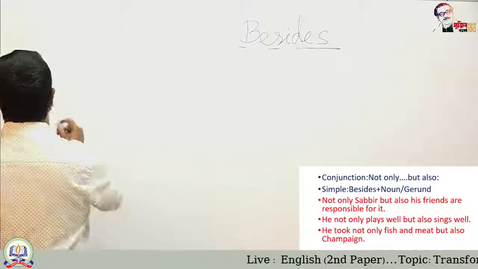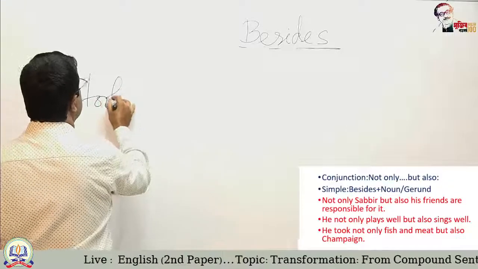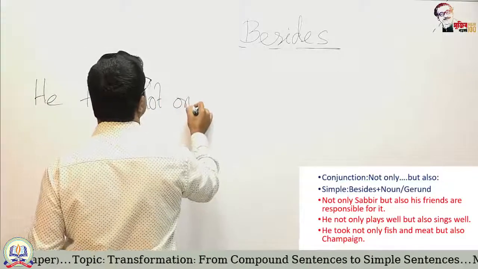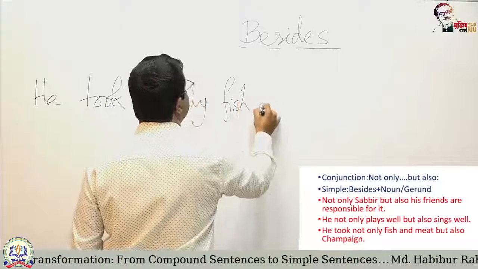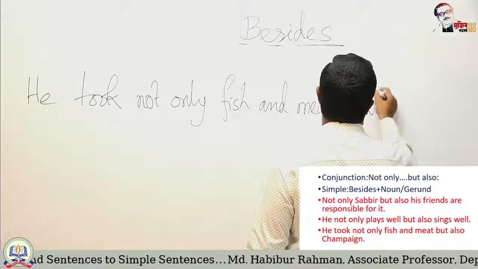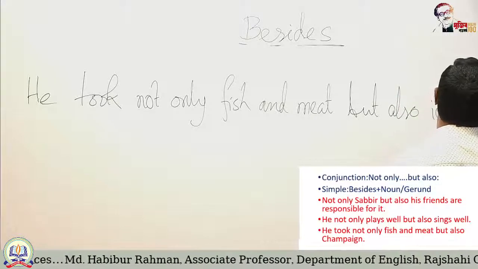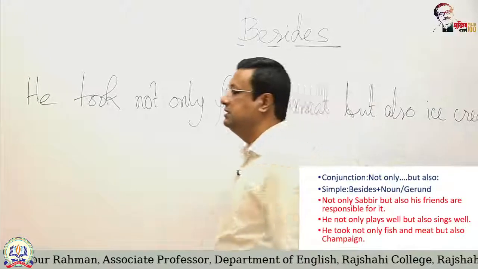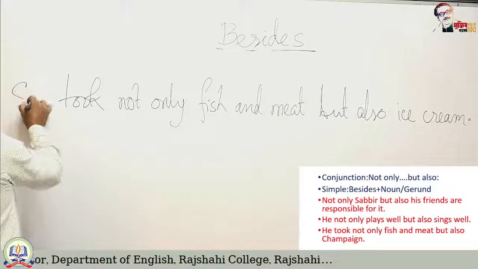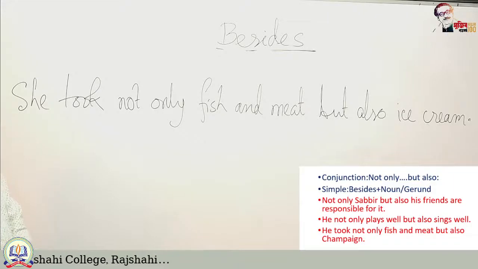Suppose a sentence: he took not only fish and meat, but also ice cream. This is the sentence. Actually, this is the matter of our lady guest. You understand that lady guest, it was she. Okay, I use here she. She took not only fish and meat, but also ice cream.